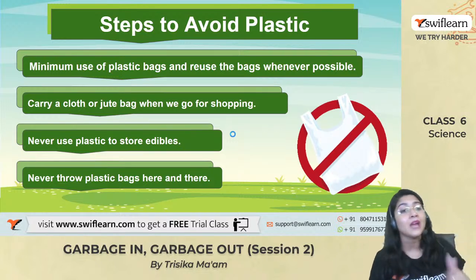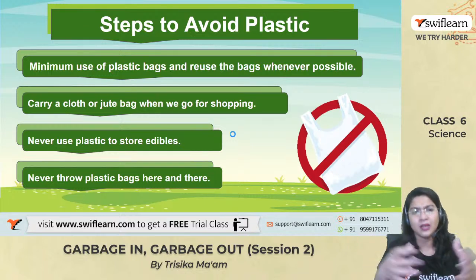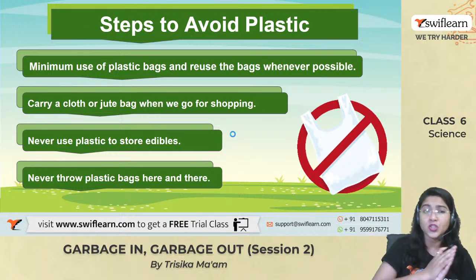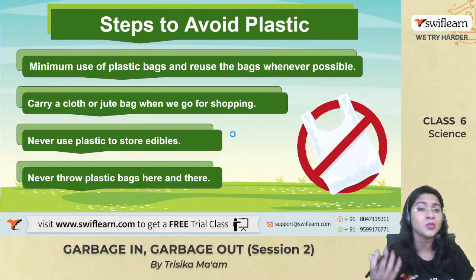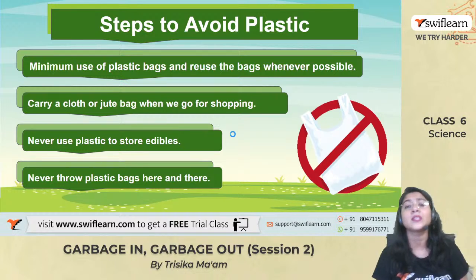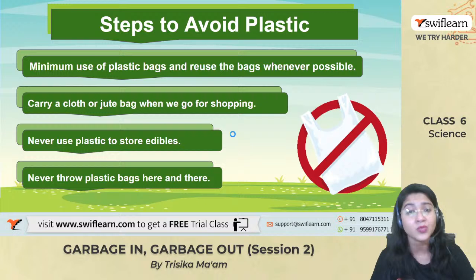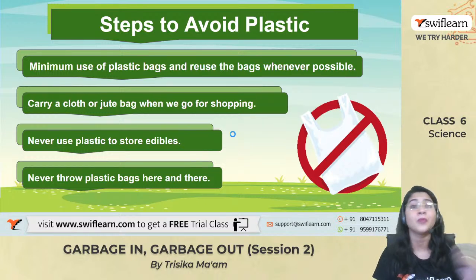Secondly, we can carry a cloth, or we can ask the shopkeeper to give a bag which is made up of jute, or a cloth, or we can sometimes use a paper bag also, right, for shopping. So we already know that when we go to different malls, some of the shops use only bags which are made up of cloth or jute, right?